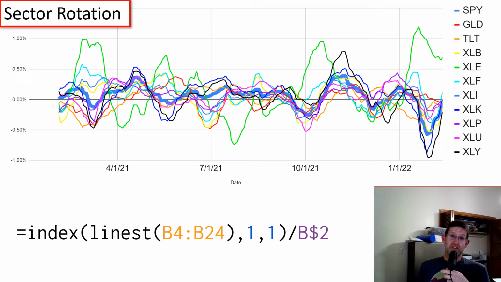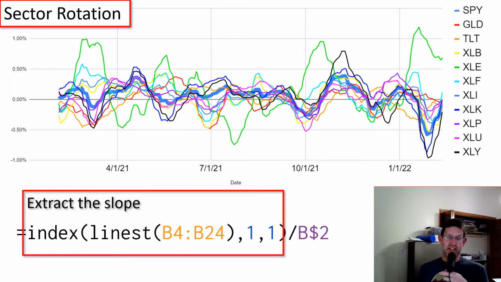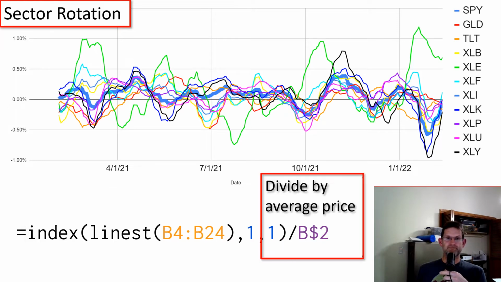So you can make the calculation in Google Sheets or Excel using the LINEST function, which does least squares linear fits to irregular data. So in this case, the data we supply is simply 20 days of past price data. And the LINEST function in Google Sheets by default spits out the slope and intercept of the best fit line. I'm only interested in the slope of that line, so I use the INDEX function to extract the first element of the output, which is the slope. And the slope that's output from LINEST is the change in stock price per day.